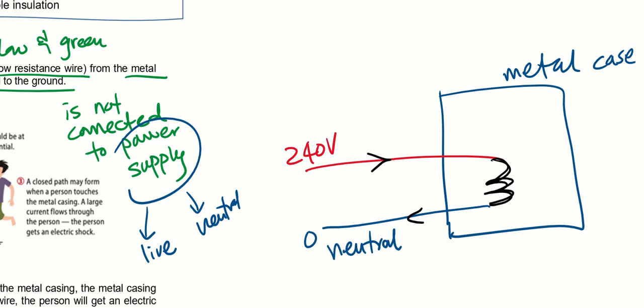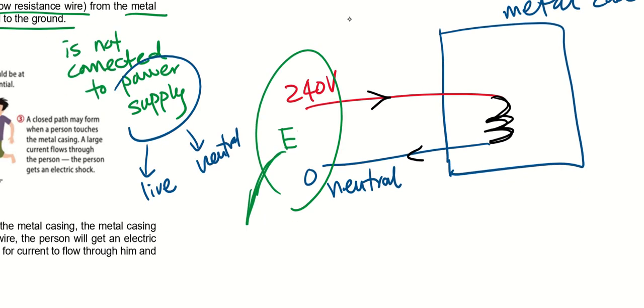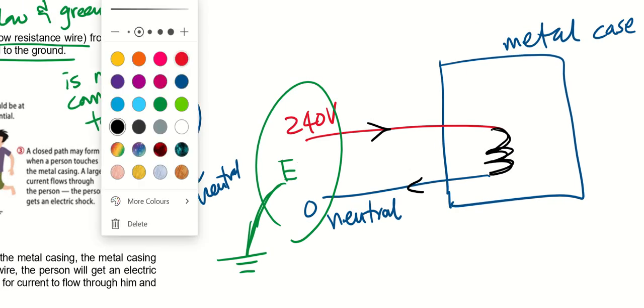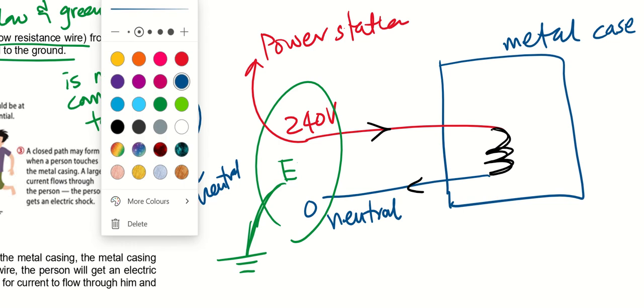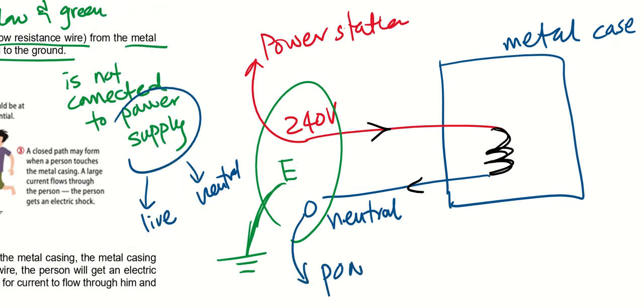Now where does my earth wire come in? So my earth wire is here, right? And this is the socket. So all these are found in a socket, okay? And in the socket, this earth wire is connected to the ground. This 240 volts live wire is connected to the power station. My neutral is also connected to the power station through the socket. But my earth wire is connected to ground.